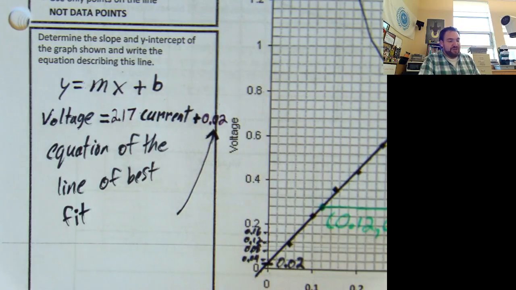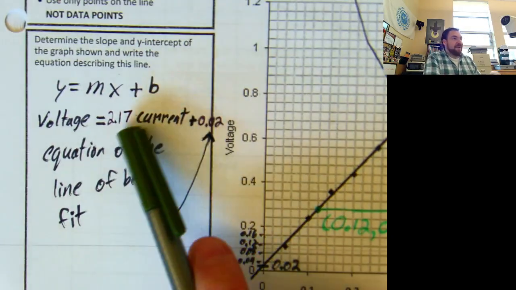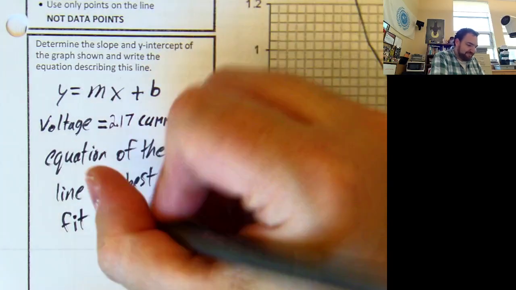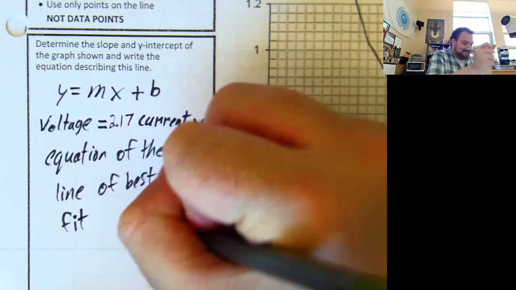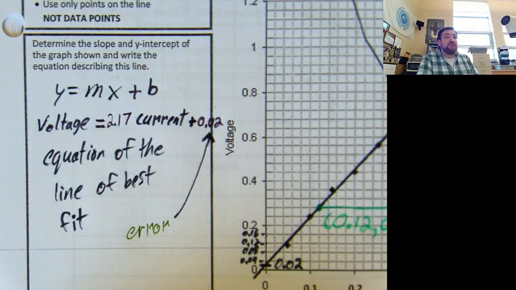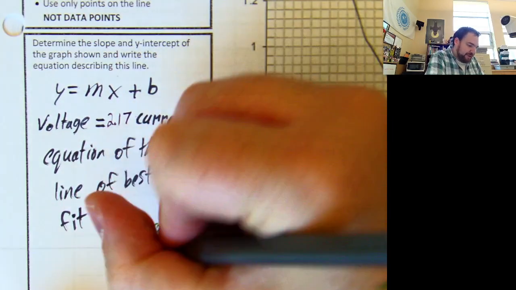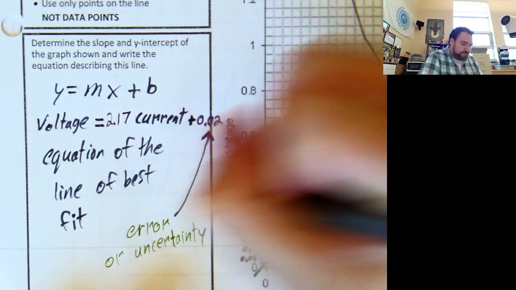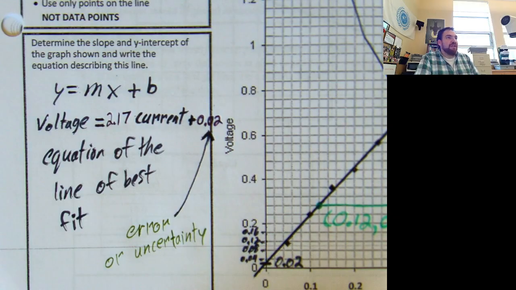The relationship between voltage and current is V equals my current times my resistance plus some error. That 0.02 represents the possible error in how I analyzed my data. Your error might be different. Andrew, yours was 0.15. Yours might be bigger than that. But this represents error, or uncertainty is the other language we use around that, in the relationship that I found.